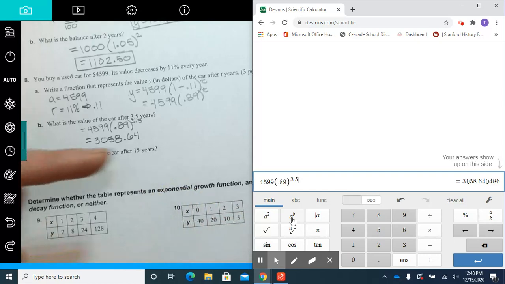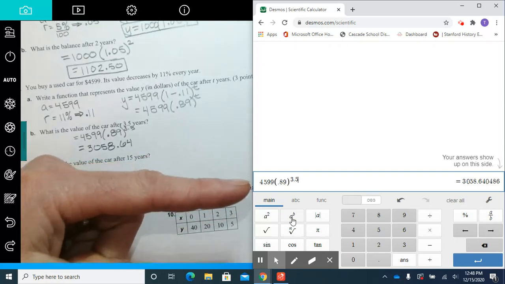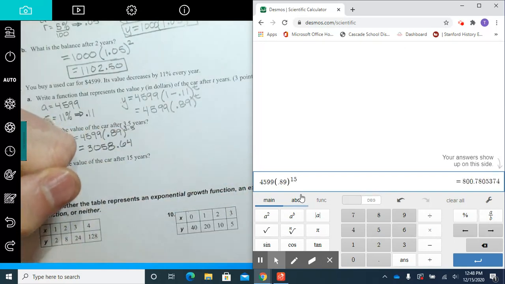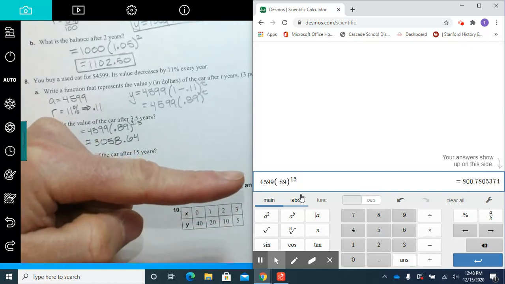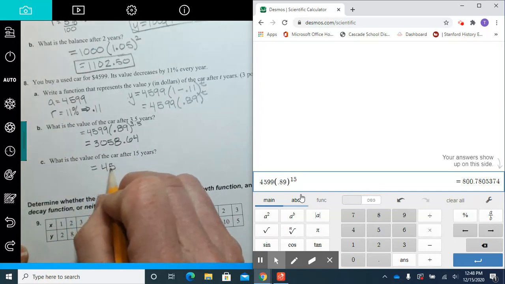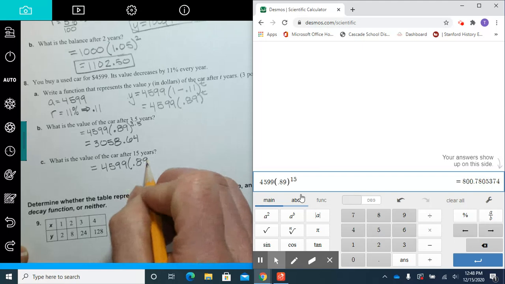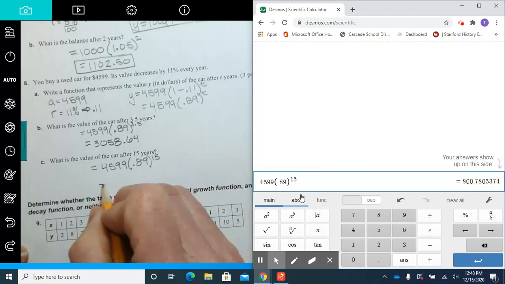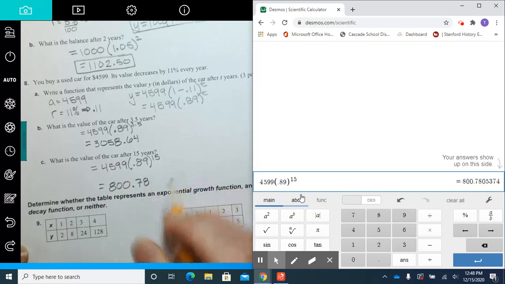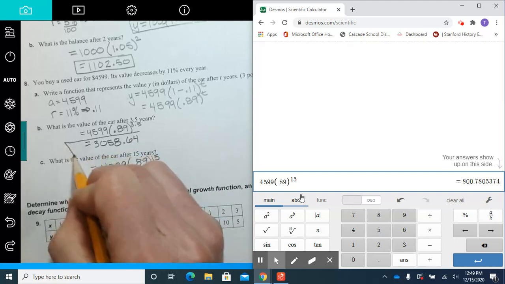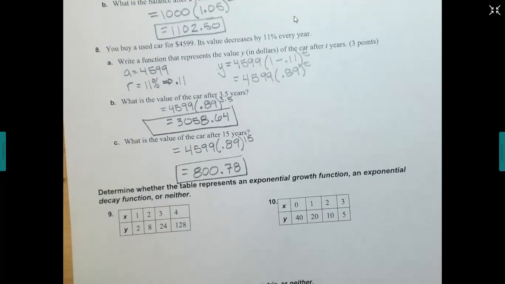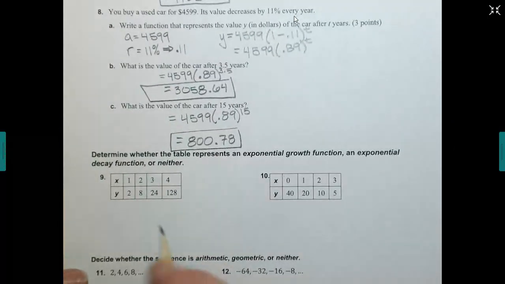Well, I go into that equation right there, and I just put 15, and then I get the answer at the far side of this, which is $800.78. So I did the same equation, but I just put 15 for my exponent, and I get $800.78. All right, make sure you put those in. Stop and correct your paper if you have any corrections.